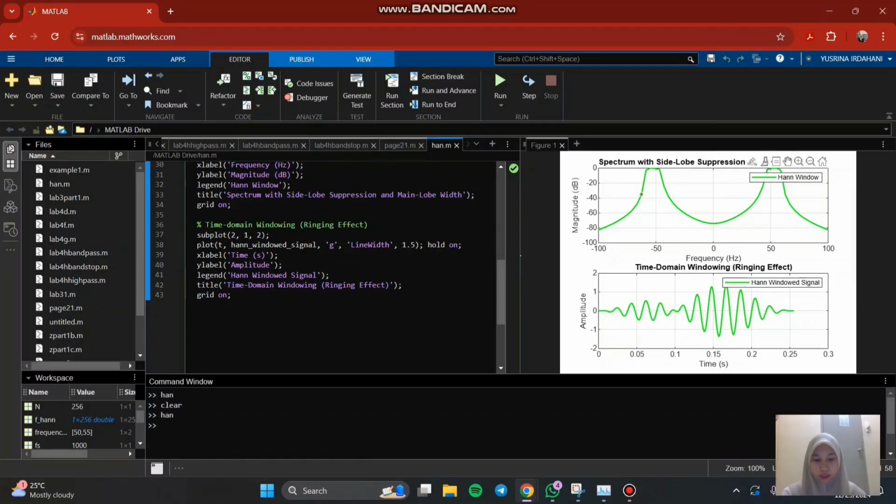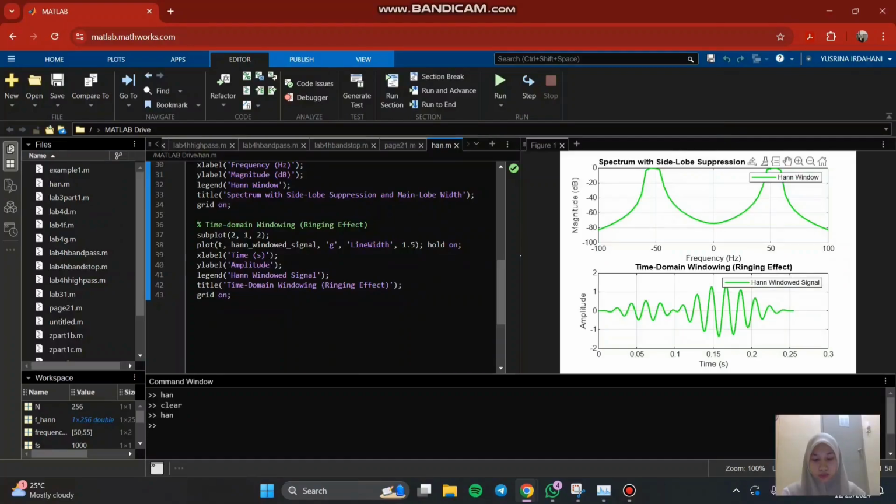In the top subplot, we see the frequency spectrum of the Hunt window signal. The x-axis represents frequency in Hz, while the y-axis shows the magnitude in decibels, dB. Notice the two distinct peaks at 50 Hz and 55 Hz, corresponding to the frequencies in our original signal. The Hunt window has effectively reduced the side lobes, ensuring that the energy is more concentrated in the main lobe. This makes it easier to distinguish the two frequencies.